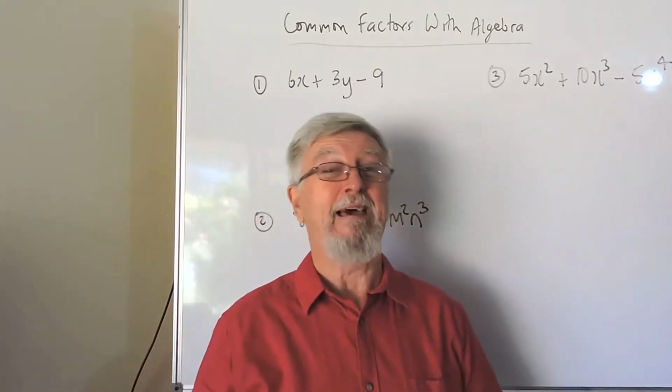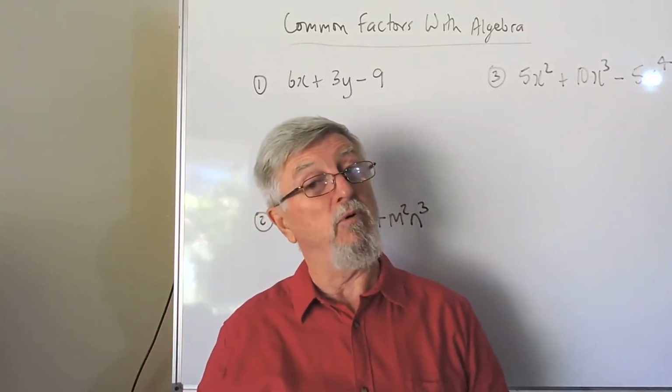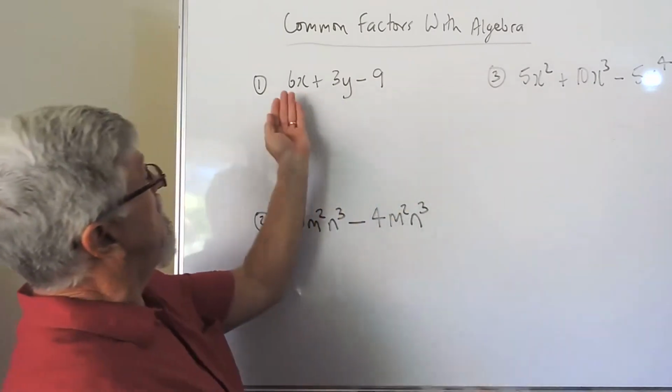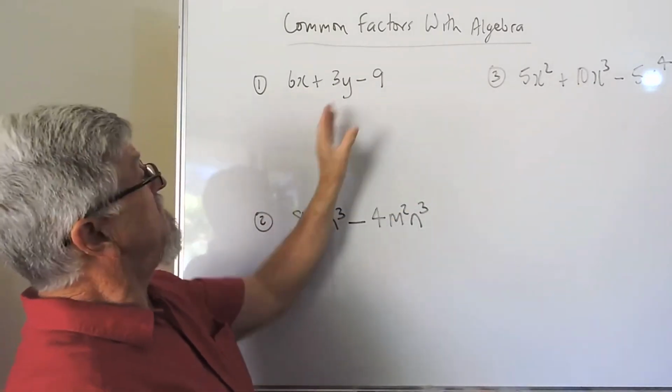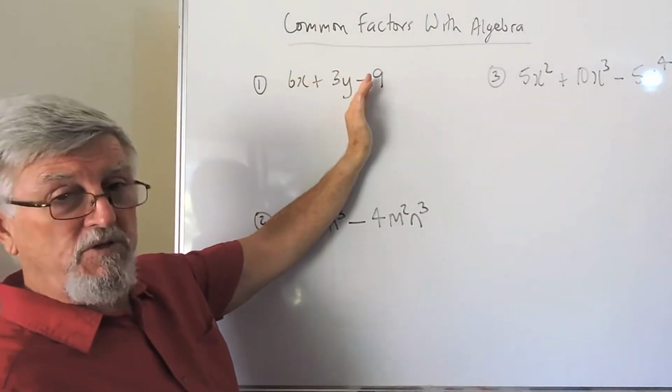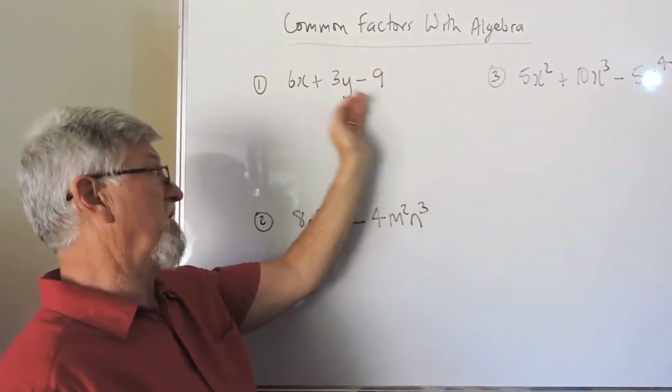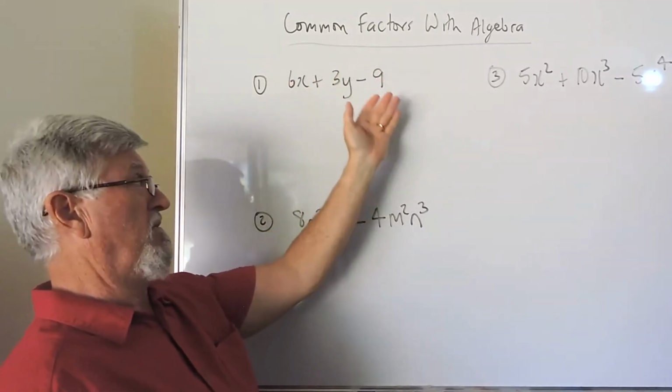Hi everyone, welcome back. What happened with common factors if I had more terms? What do I mean by terms? This has three terms. Whatever is separated by an addition or a subtraction is called a term. So there's our first term, our second term, our third term.